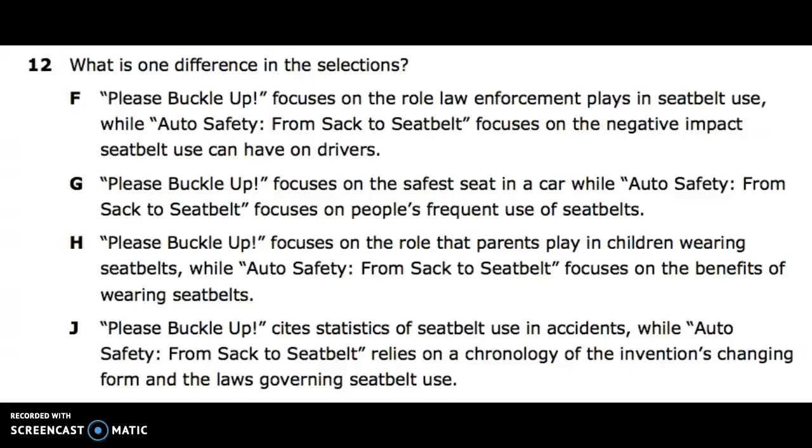H. Please Buckle Up focuses on the role that parents play in children wearing seatbelts, while Auto Safety from Sack to Seatbelt focuses on the benefits of wearing seatbelts. J. Please Buckle Up cites statistics of seatbelt use and accidents, while Auto Safety from Sack to Seatbelt relies on a chronology of the inventions changing form and the laws governing seatbelt use.